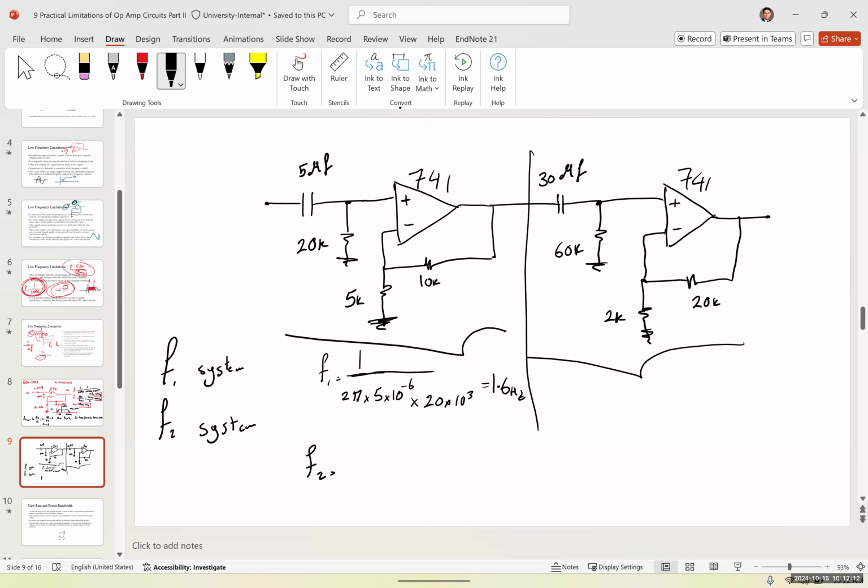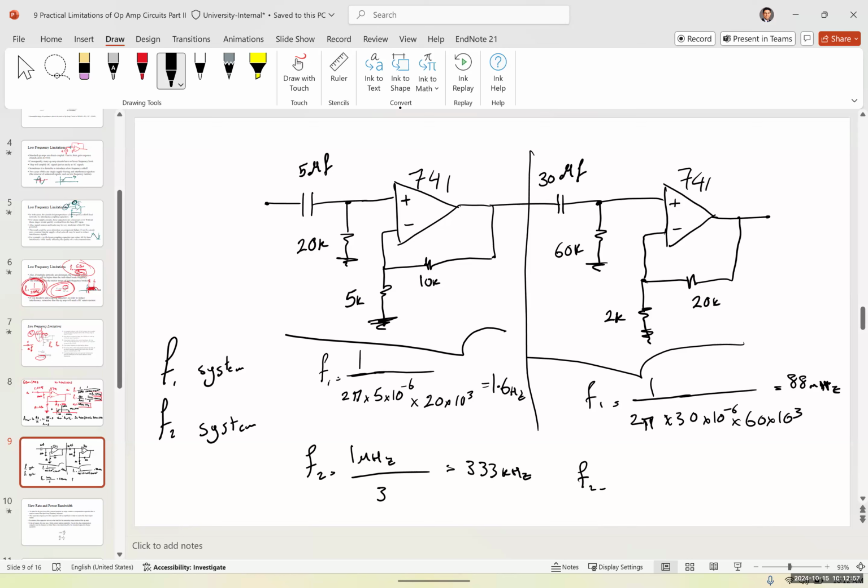Right. What about the F2 for this? It's going to be the gain bandwidth product, 1 megahertz over A noise, which is 3. So it's going to be 333 kilohertz. What about the F1 for the second one? It's going to be 1 over 2 pi times 30 times 10 to the power of -6 times 60 times 10 to the power of 3. What is F1 for this one? 88 millihertz.